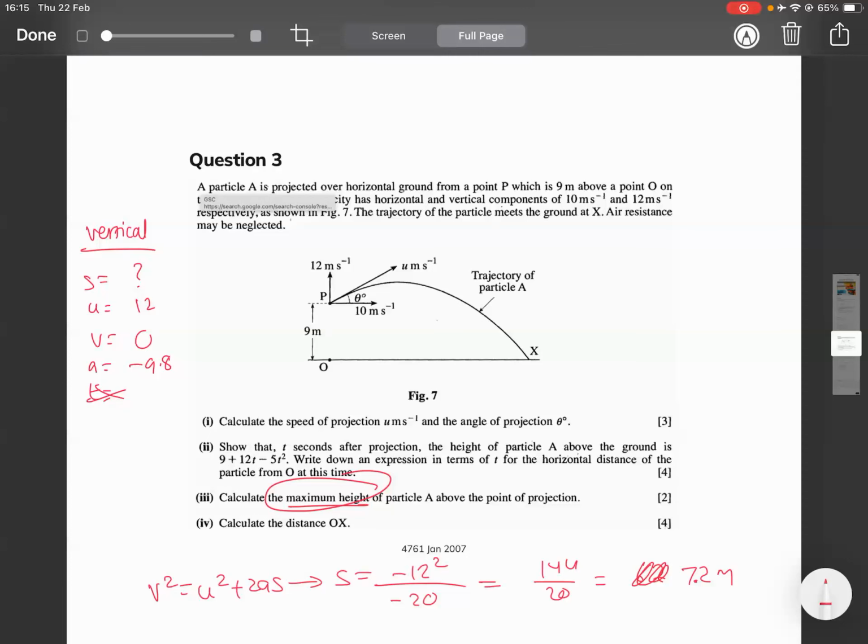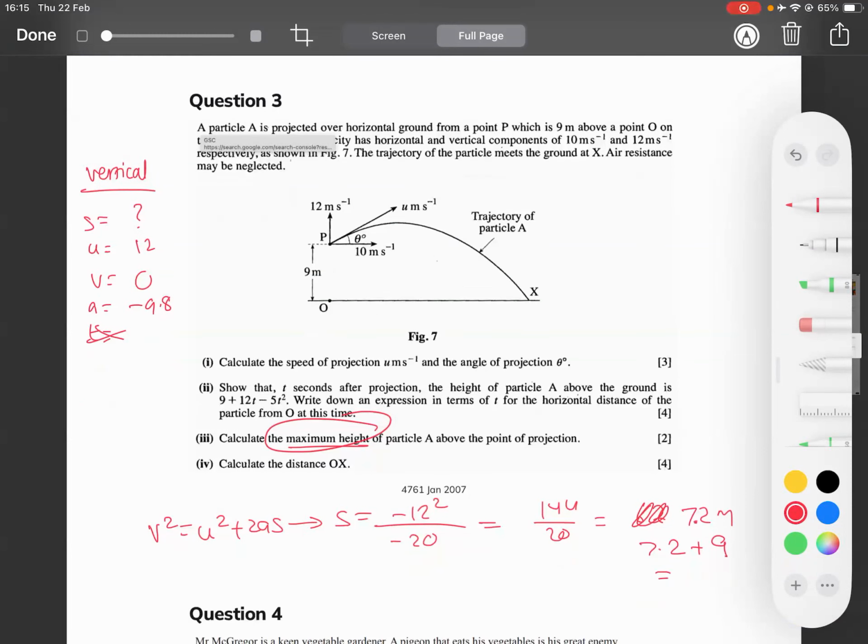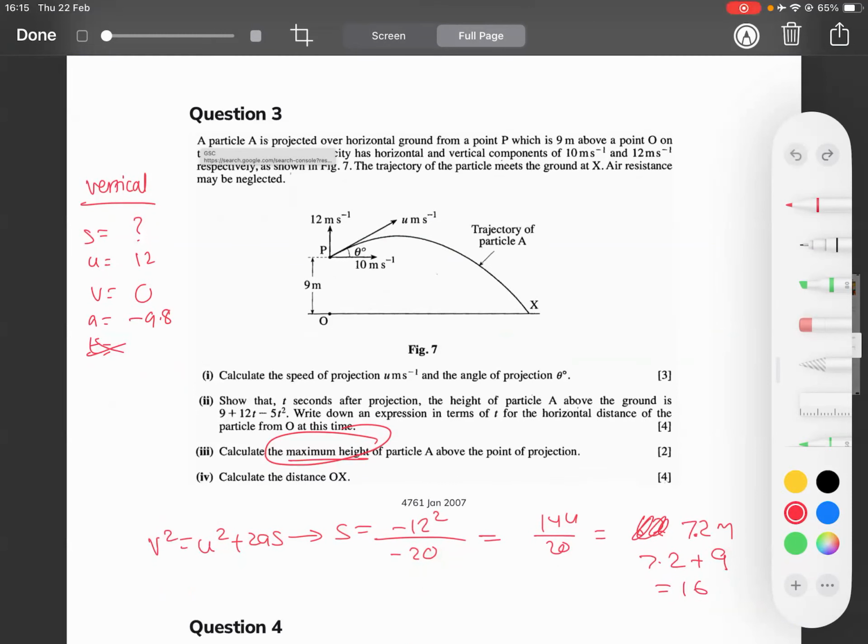Okay. Always check which suvat you're using. And then lastly, the distance. Oh, wait, no. The maximum height is 7.2 plus 9, so 16.2. No, wait, it's talking about above the point of projection, so then you don't do it. But stuff like that, I'm kind of rushing right now. Just always double check that stuff.